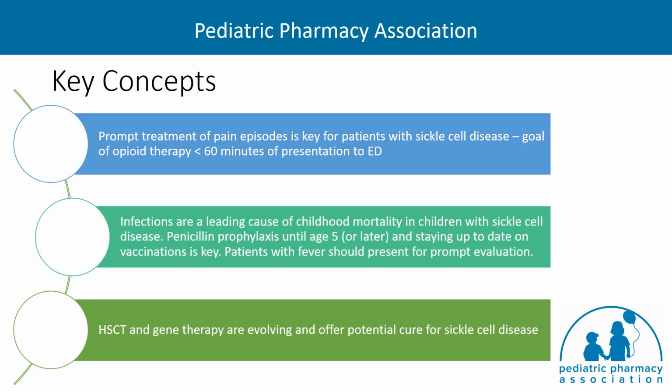Prompt treatment to pain episodes is key for our patients with sickle cell disease, and the goal is opioid therapy in less than 60 minutes on presentation to the ED. Infections are a leading cause of childhood mortality in patients with sickle cell disease. Penicillin prophylaxis until age 5 and staying up to date on vaccinations is important. And if a patient has a fever, they should present for prompt evaluation. Finally, transplant and gene therapy are evolving and they offer potential cure for sickle cell disease.